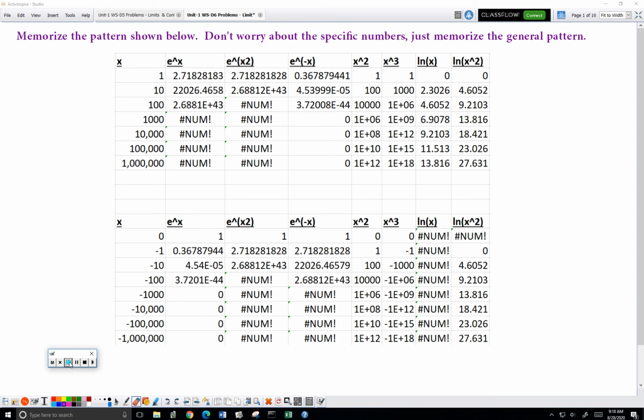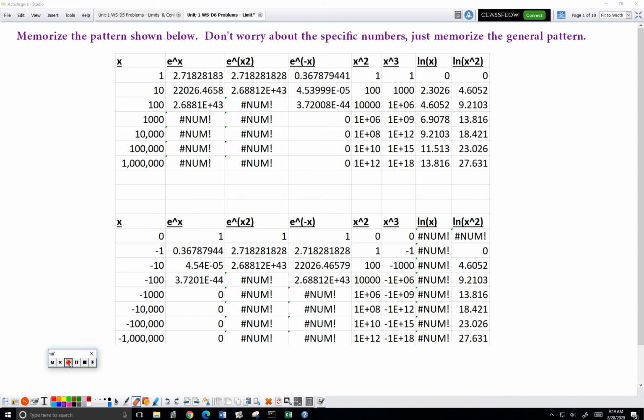The notation here looks a little funny because I made it in Excel, so I couldn't really make the formatting very nice. So e to the x, this is supposed to be e to the x squared. Doesn't really look like it, but go with it. e to the negative x, x squared, x cubed, ln of x squared. Notice, exponential functions grow very, very rapidly.